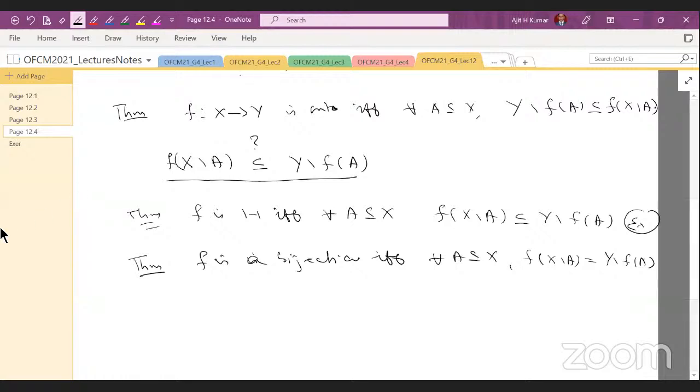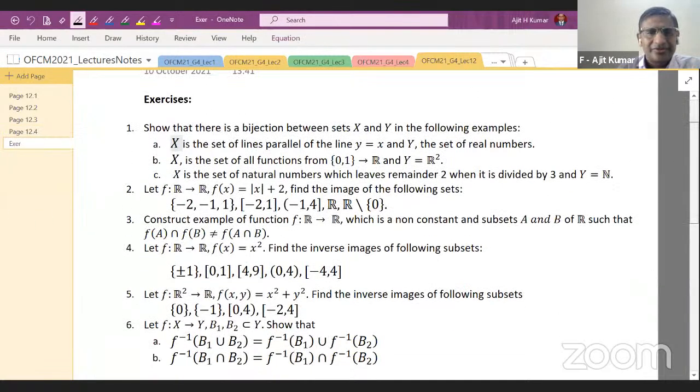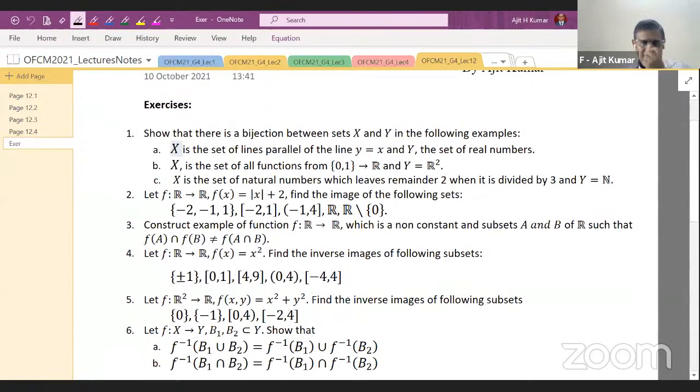Are there exercises? Yes, there are some exercises which I have. The last two exercises actually depend upon the inverse image. We have defined the image of a set. We can define the inverse image of a set, and then again we can explore union and intersection. What happens to inverse images with respect to union and intersection?